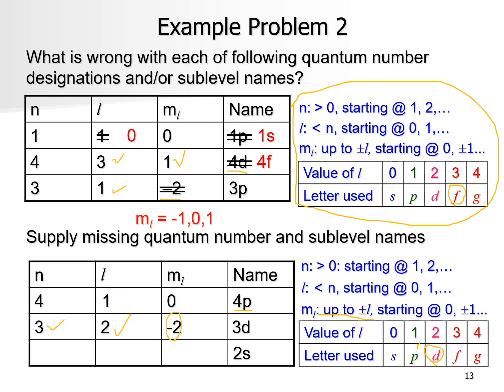What about the last one? 2S. We understand N is equal to 2. S is L equal to 0. And with L 0, M sub L has no other choice but 0.